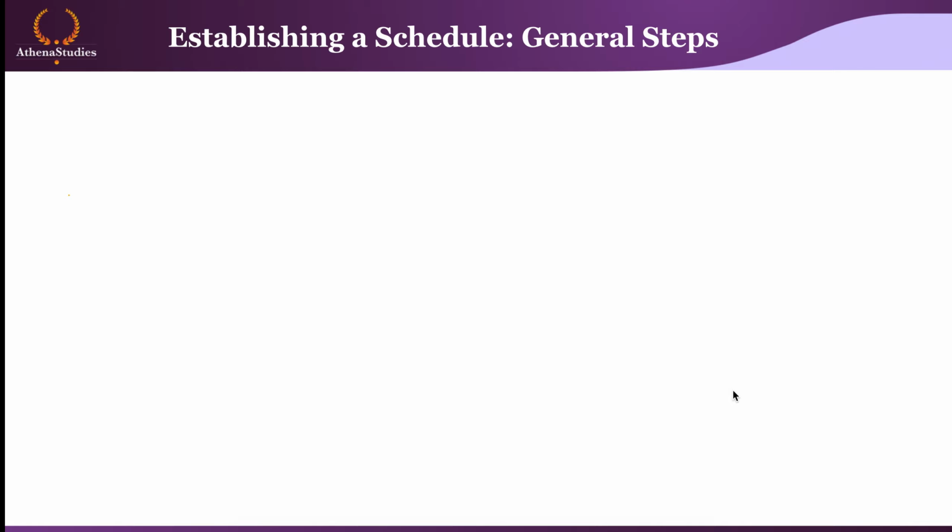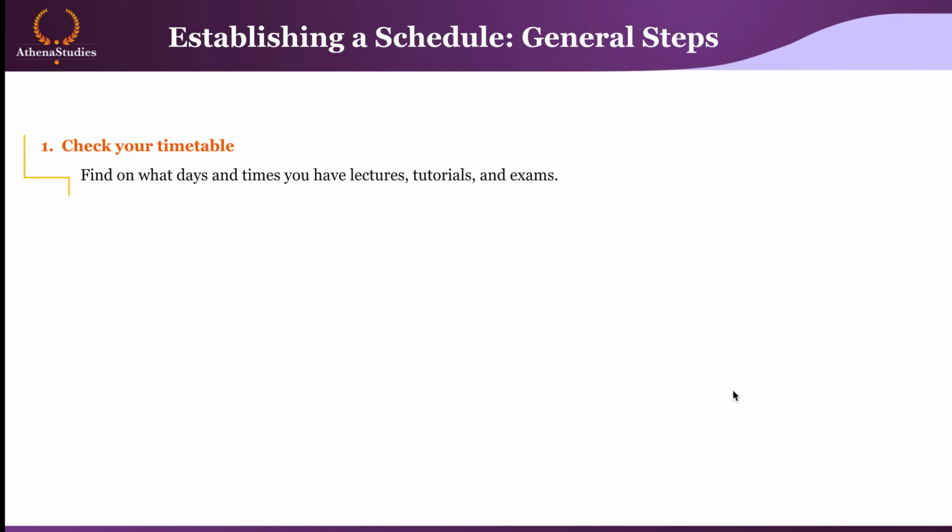So, establishing a schedule. I have some general steps that y'all can use to establish your own schedule to help you not be super overwhelmed with the course material that you have to work with. The first step is to check your timetable. If you go to roster.uva.nl, you can find your timetable whenever you log in with your student ID. So that's the first thing.